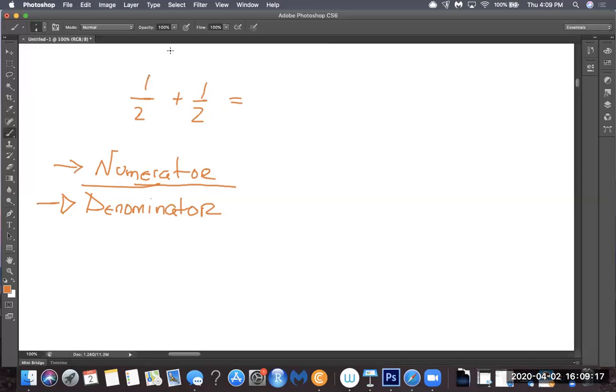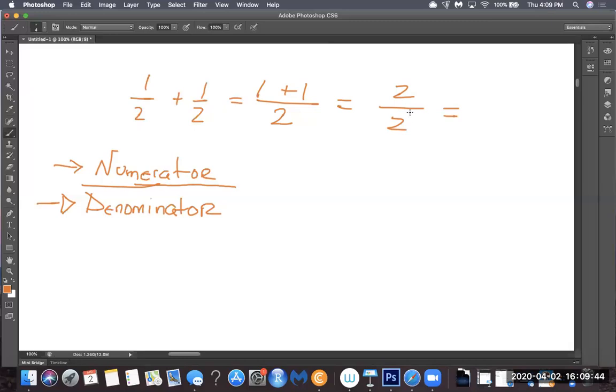1. 1, perfect. Okay, so the rule is if the denominators are the same, you add the numerators only and keep the denominator the same. So I'm gonna keep the denominator the same, and I'm just gonna add the numerators. So that'd be 2. Exactly, you already knew. So now we simplify the fraction.